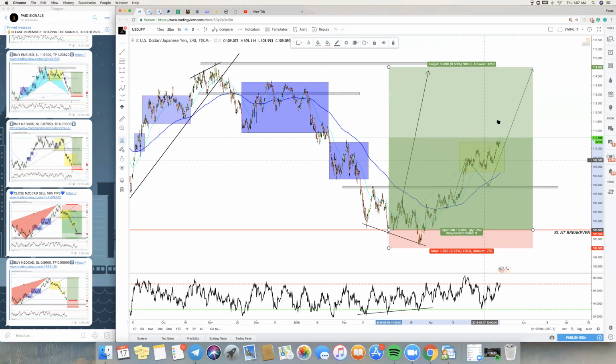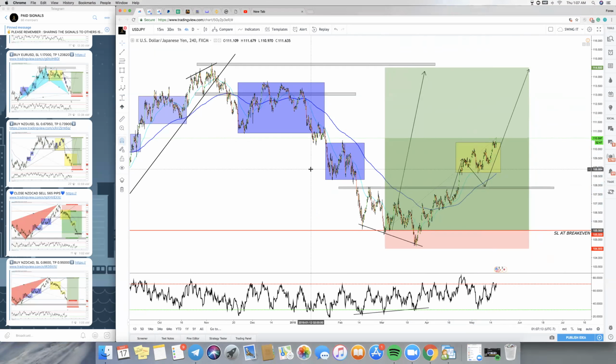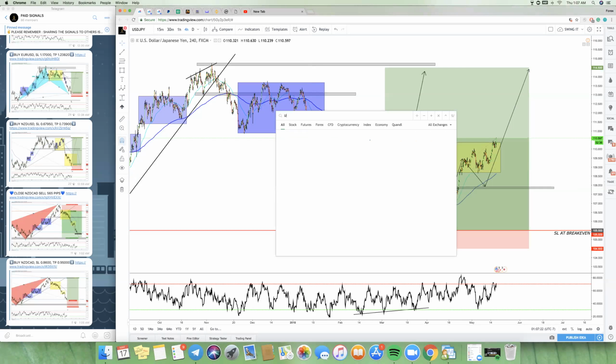Level 1 is here, level 2 might be here, and an M formation right about there, and then we'll sell it again. So wherever it goes, we'll just count the level and then go from there. But USD JPY is a good trade. It's going to be a bullish, just continuation to the upside. Next is USD CHF.